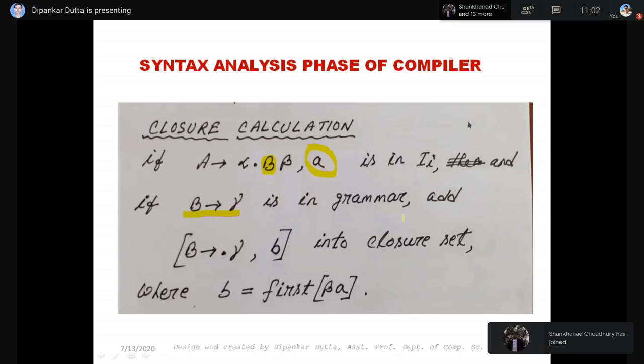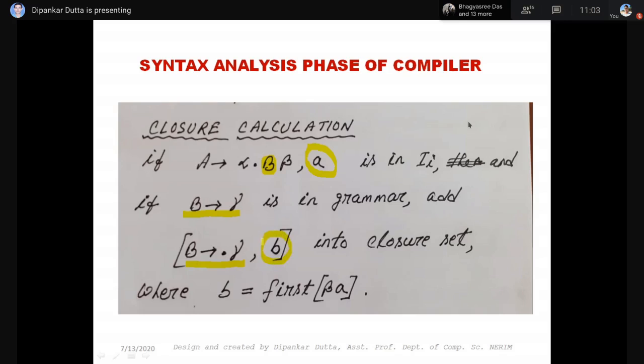Then what to do? Then add B implies dot gamma. Up to this part is the same as the closure calculation for SLR parser. We have to add B implies dot gamma. But in case of CLR parser, we have to add another part, and it is known as this b, comma b.